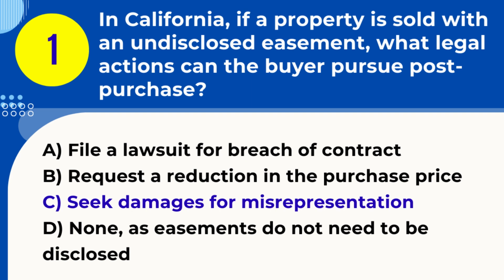Answer: C. Seek damages for misrepresentation. Explanation: if an easement is not disclosed during a property sale in California, the buyer may seek damages for misrepresentation, as non-disclosure of such a significant matter can be seen as misleading the buyer about the property's condition.